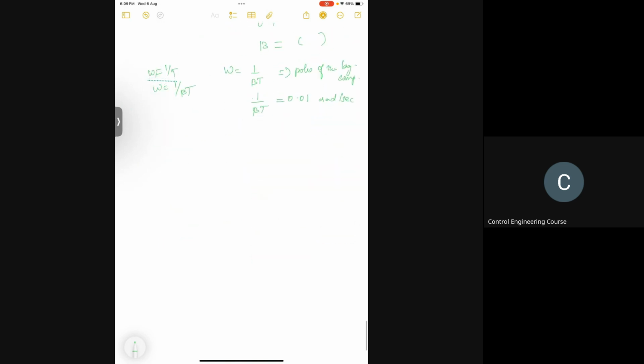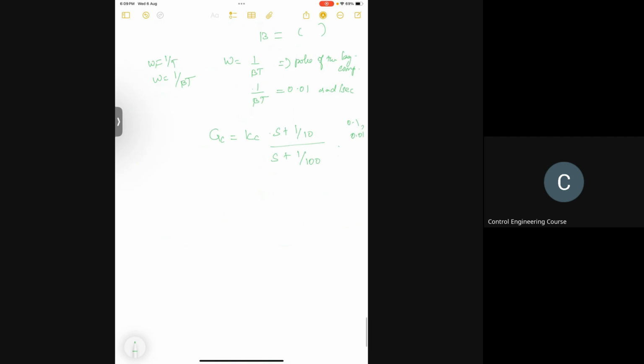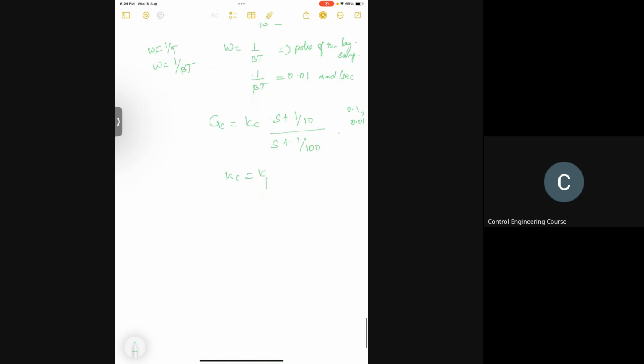Okay. So your overall compensator would look like this: Kc into S plus 1 by 10 divided by S plus 1 by 100. That is 0.1 for one and 0.01 for the other. So your Kc equals K by beta, as we did for lag compensation. So 5 by 10 is 0.5. Right. Your overall compensator will look like this. Instead of writing all this, I just put it in my transfer function. So you can see this.